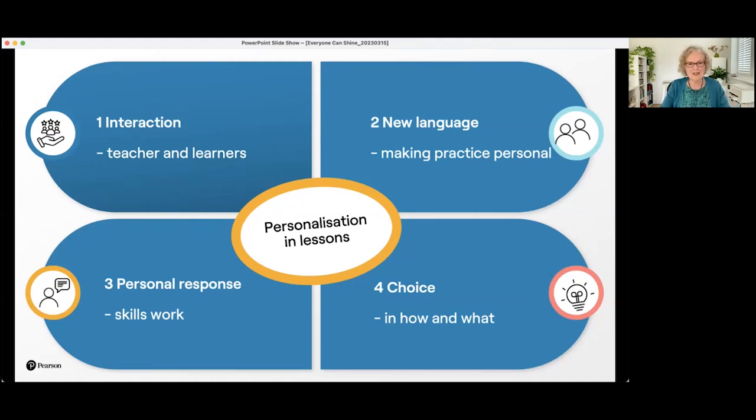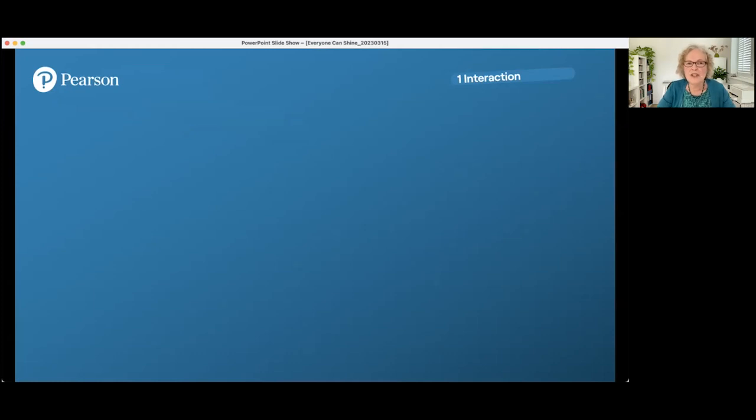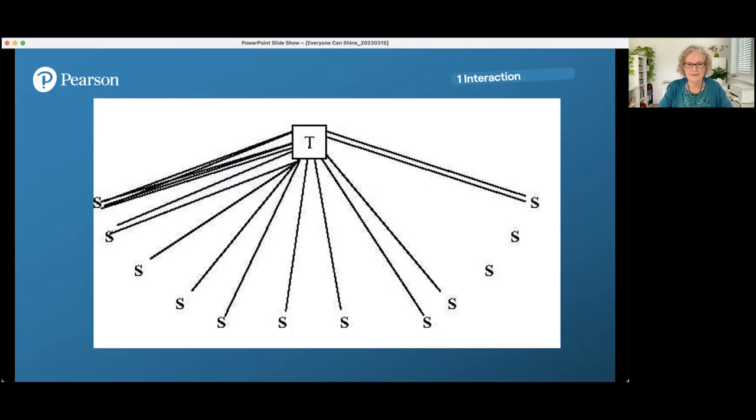So let's start with interaction. And I'm going to share with you my absolute favorite observation task as a teacher trainer. It's one of the first ones I learned about, and I think it's invaluable. And it's this. I'm sure some of you will recognize this. This is a classroom. There's the teacher and the students. And it's 10 minutes of a class. And I'm going to draw a line every time the teacher interacts, speaks to the students.